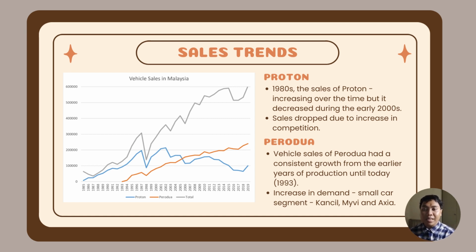From the graph above, it can be seen that the vehicle sales of Perodua have had consistent growth from the early years of production until today. This is due to the increase in demand for the small car segment, such as Perodua Kancil, Myvi, and Axia, which can be observed to be popular among consumers.